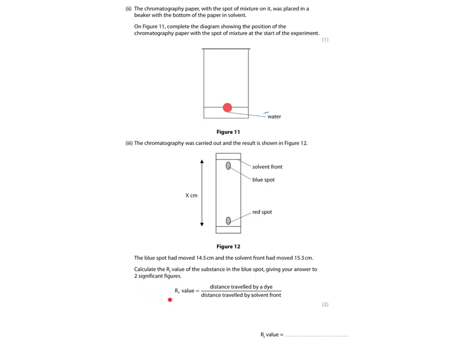Now it gives you the equation for this. So the RF value is just a number that we give to different chemicals in chromatography, and it actually allows us to compare those chemicals, and we can figure out what chemical we've got from the RF value. But anyway, all we've got to do here is just use this equation. So we've got to stick our values into this equation.